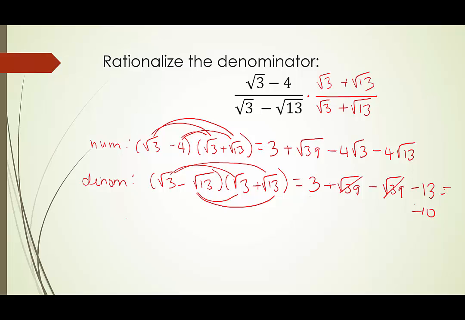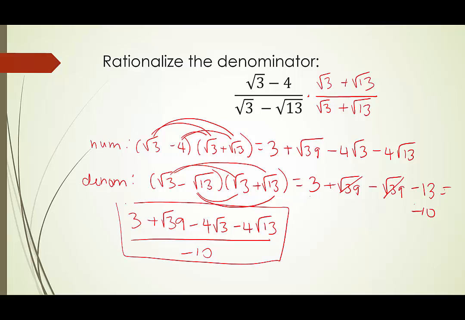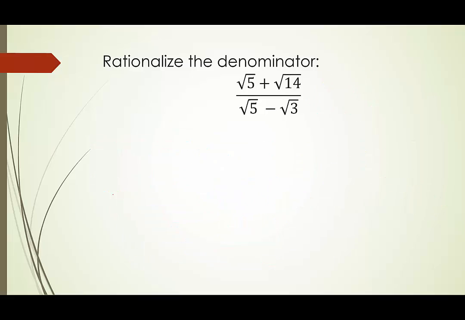Those cancel. We have 3 minus 13, which will be negative 10. So now we're going to bring this all back together. We have 3 plus root 39... Oops, shouldn't be a plus sign. Minus 4 root 3 minus 4 root 13, all divided by negative 10. And there's no simplifying that can happen. The radicands are all good. There's no like terms, so that would be the final answer.